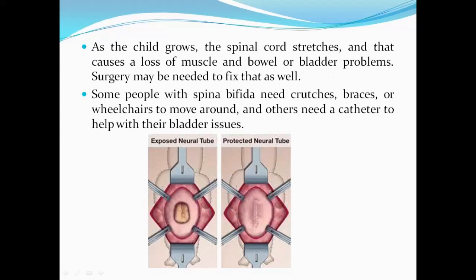Here in the image, we can see an exposed neural tube defect, and the next picture is the protected neural tube and how the surgery is done, where it is placed back and covered by the skin.